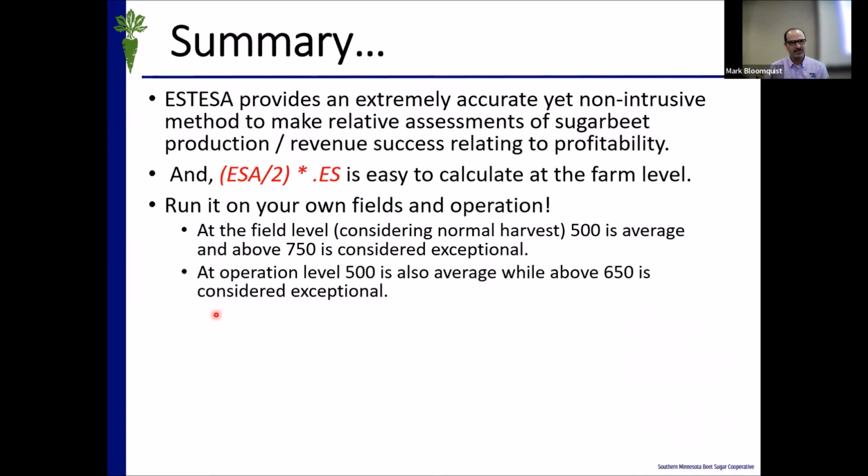In summary, ESTESA provides an extremely accurate yet non-intrusive method to make relative assessments of sugar beet production and revenue success relating to your profitability. And quite frankly, ESA divided by 2 times the decimal equivalent of ES is pretty easy to calculate at any farm level. So I'm going to ask you to go home and run these on your own fields in your own operation. Just remember that at the field level, if you're batting at a 500 or better, you're over average, and if you're in that 750 range, you're approaching the extraordinary range. On an operation level, it changes a little bit. 500 is still average. 650 is considered exceptional.